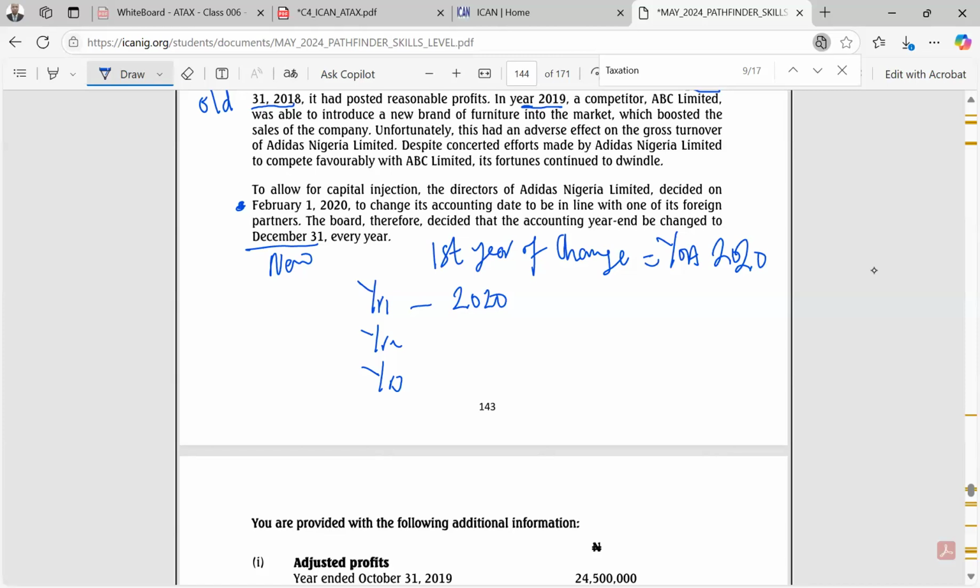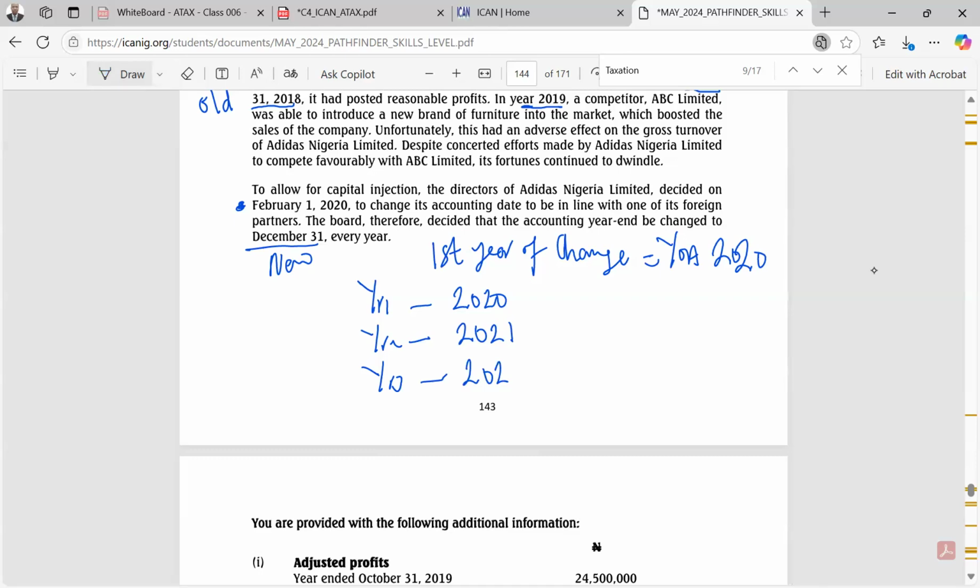That means any account is going to be treated on preceding year basis. Instead of ending it in October 31st, 2019, they are going to decide to change it to December 31st, 2019. That is what they are saying. We have identified the first year of change. We have 2 years that will follow, 2021 and 2022.